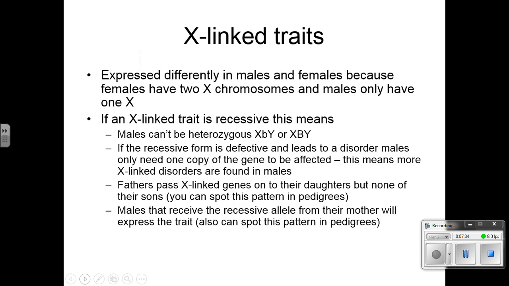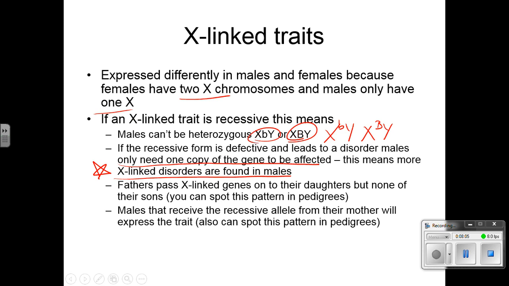X-linked traits are expressed differently in males and females because females have 2 X chromosomes and males only have 1. If an X-linked trait is recessive, that means that males can't be heterozygous. They can only be this or this, and of course that should be written superscript, not subscript. It should look more like this. If the recessive form is defective and leads to a disorder, males only need 1 copy of the gene to be affected. That's really important. That means more X-linked disorders are found in males.